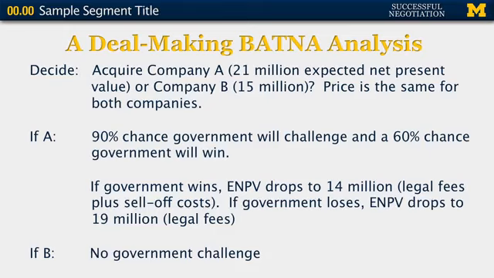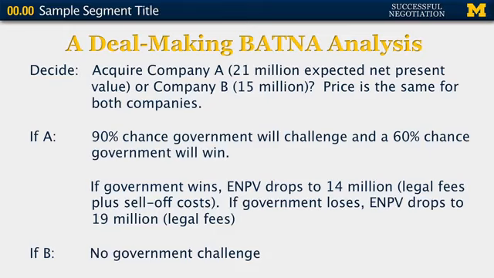Let's assume that you're making a decision. Should you acquire Company A, which has a $21 million value, or Company B, which has a $15 million value? The price is the same for both companies. Now, if you stop there, the decision would be easy. Of course you would acquire Company A if the price is the same as for Company B because of the different valuation. However, the problem is that if you acquire Company A, there's a 90% chance the government will challenge the acquisition and a 60% chance the government will win.